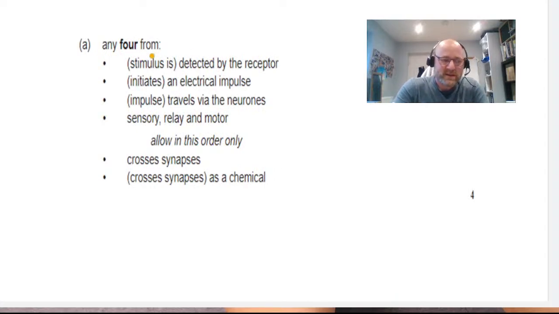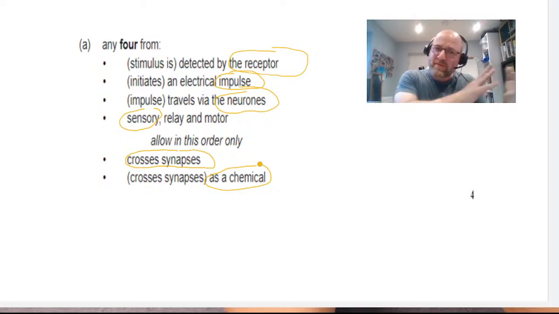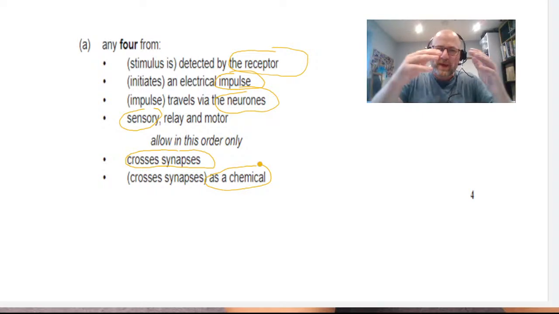Here's your answers. Some of you might be all over this anyway. So you've got a receptor, electrical impulse or impulse, travels along neurons, mentioning the impulse goes along the sensory neuron first, then the relay, then the motor. You can mention it crosses the synapse as a chemical or diffuses across the synapse as a chemical. Then it reaches the effector, the muscle. You contract and pull it away, but it wasn't asking for the final bit, contracting at the effector and pulling away. It was asking for the bit in between.